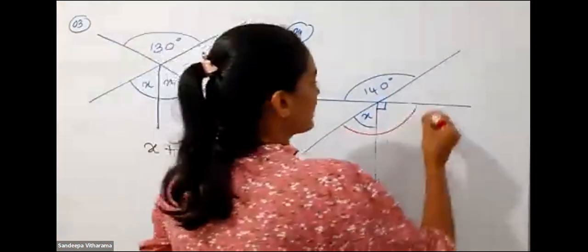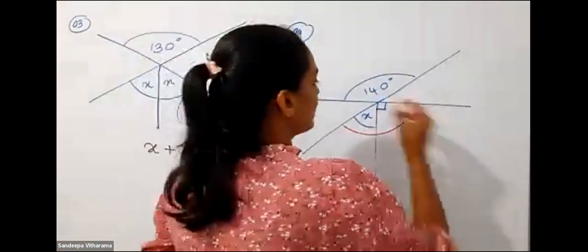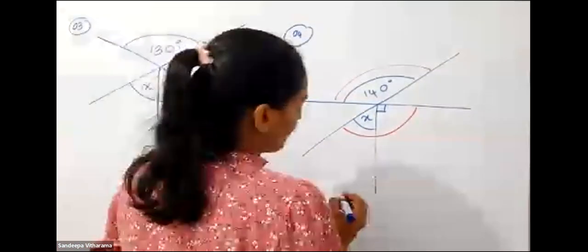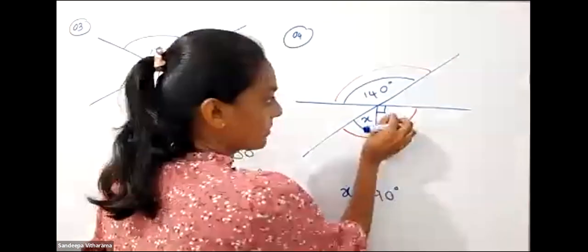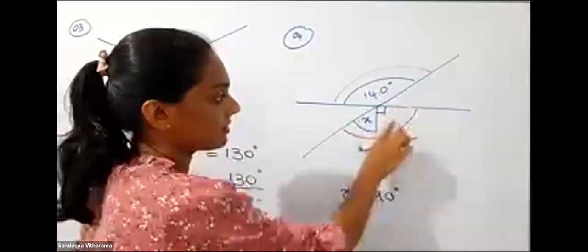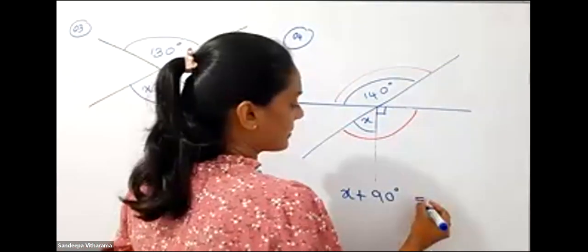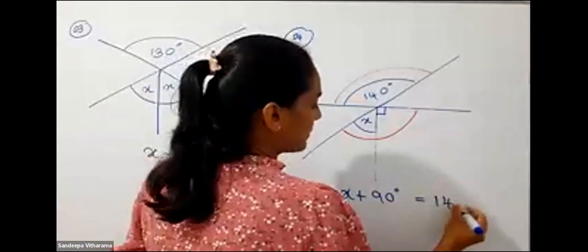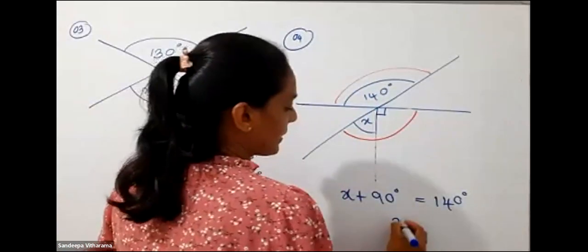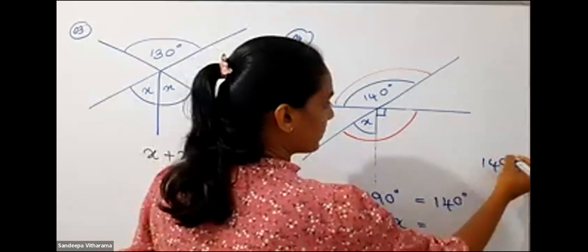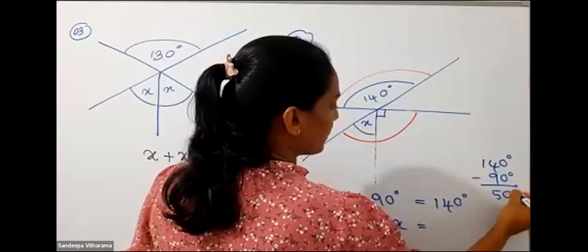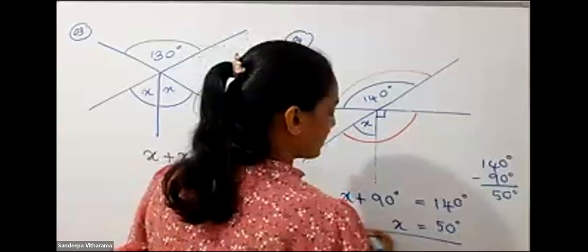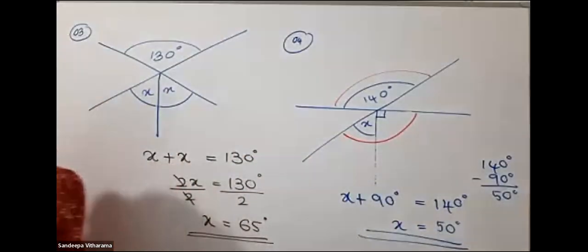This is the vertically opposite angle. This is here a pair of vertically opposite angles. Then we can write the relationship: x plus 90, because we know the magnitude of this angle, is equal to 140. Then x is equal to 140 subtracted by 90. Then it is 50. So x is equal to 50. Okay.